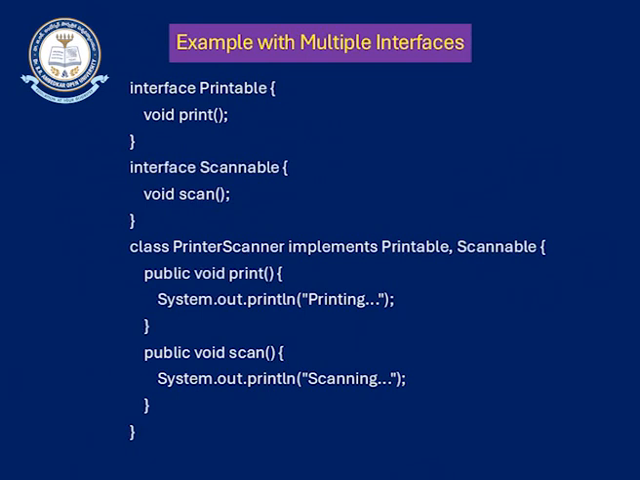So Printable and Scannable are individual. Using the implements keyword I am extending those properties into the Scanner interface. Using the implements keyword I am extending whatever methods those interfaces have into the Scanner interface. So like this you can implement multiple interfaces in Java.